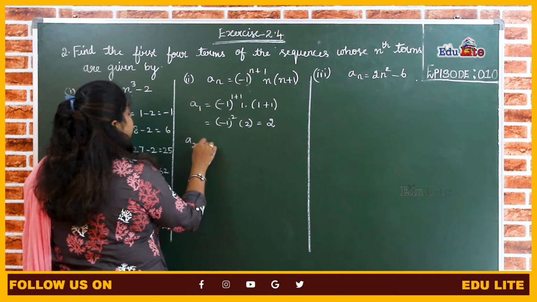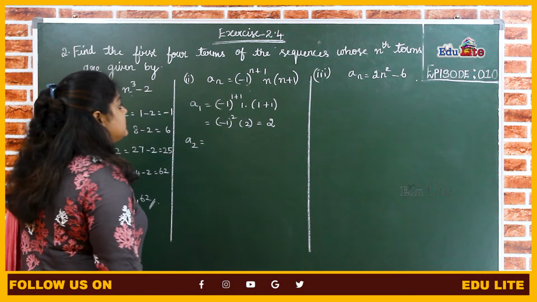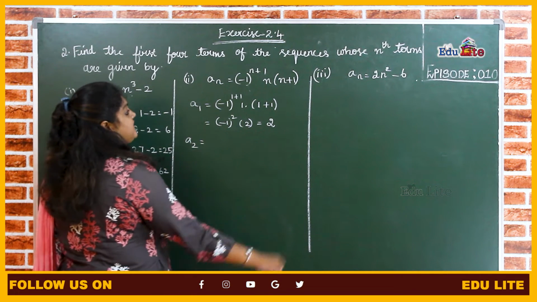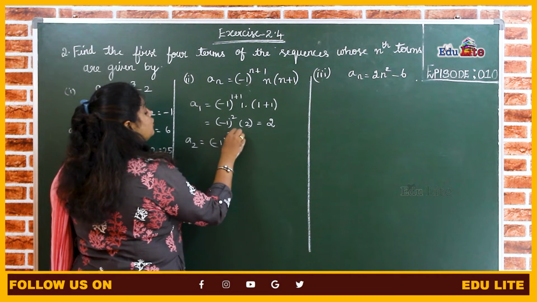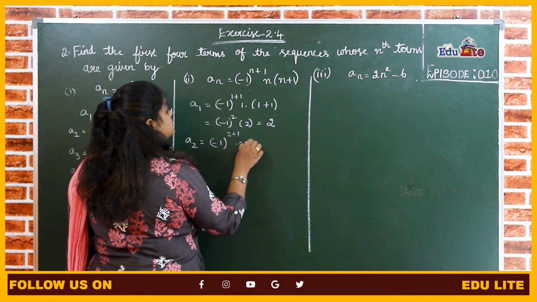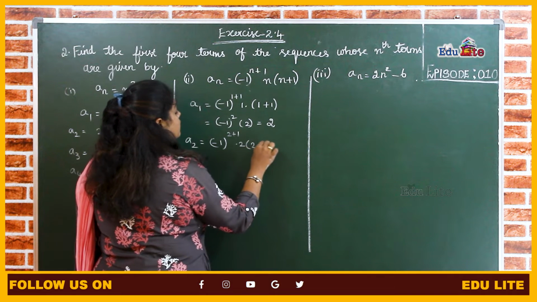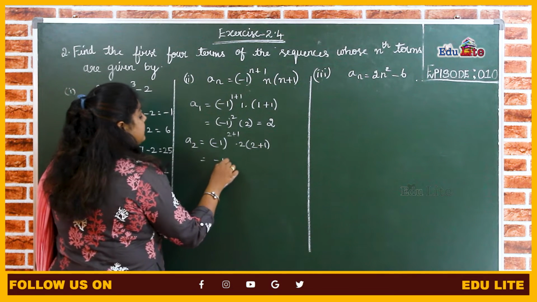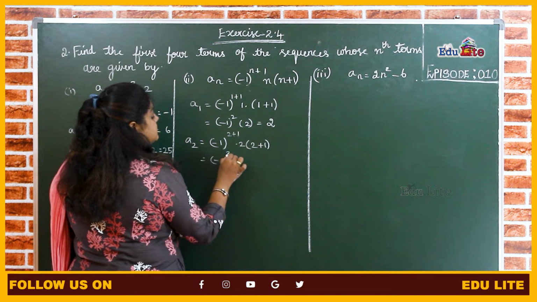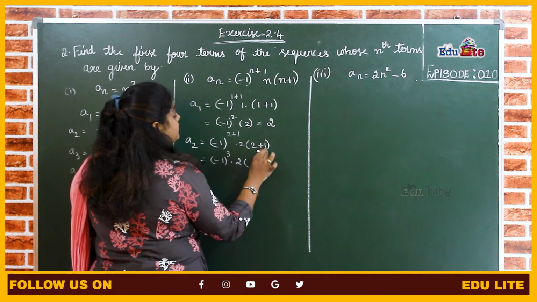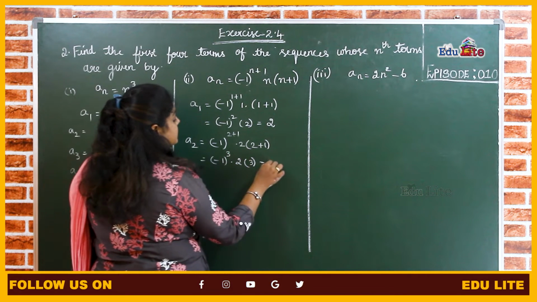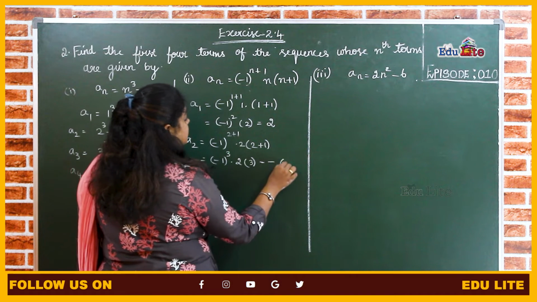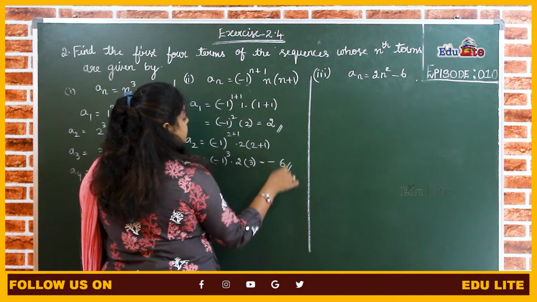Next, we have to find the second term. To find the second term, we substitute the value of n as 2. Therefore, (minus 1) power (2 plus 1) into n value is 2, into (2 plus 1). We will simplify this. Minus 1 power 3, 2 plus 1 is 3, into 2 into 3. Now, if it is an odd power, minus will stay. Therefore, minus 2 3s are 6. This is the second term.